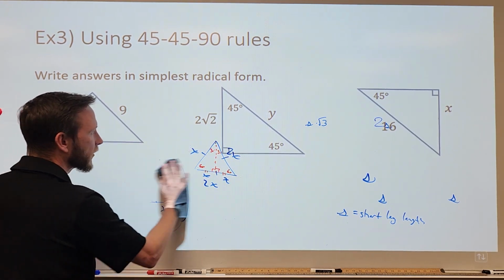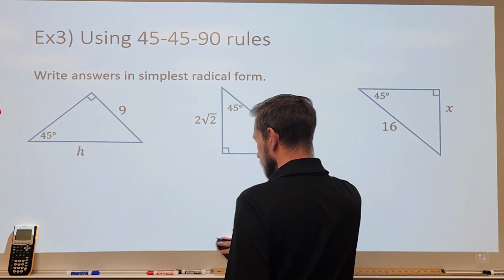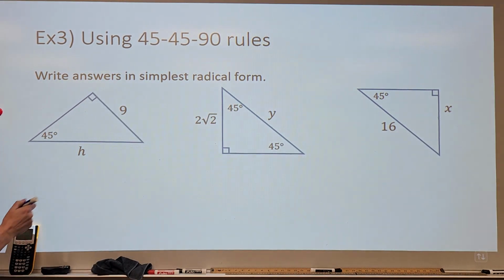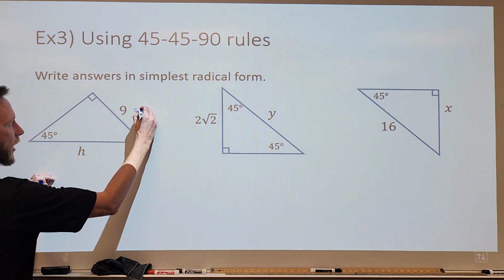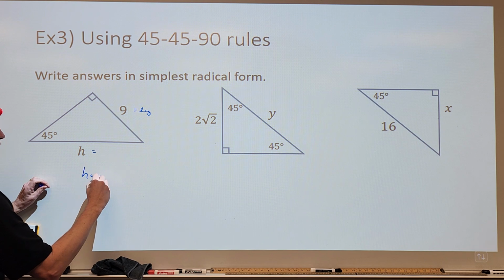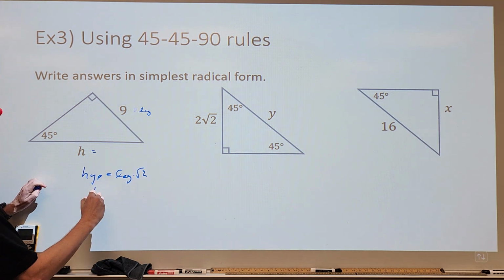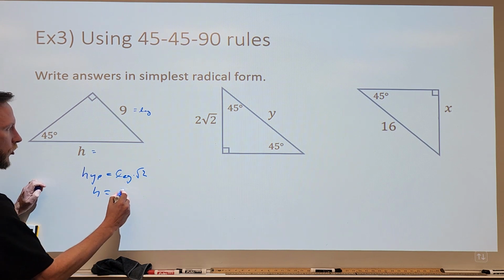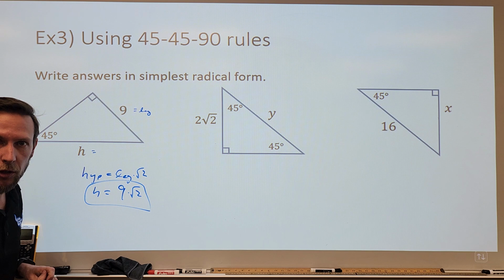Here we have some 45, 45, 90s. These are all going to be 45, 45, 90 examples, and we're going to understand this relationship. So if this is my right angle, this is my hypotenuse, this is the leg, the hypotenuse is going to equal the leg times the square root of 2. So h in this case is going to equal 9 times the square root of 2. I'm done. No work to do.